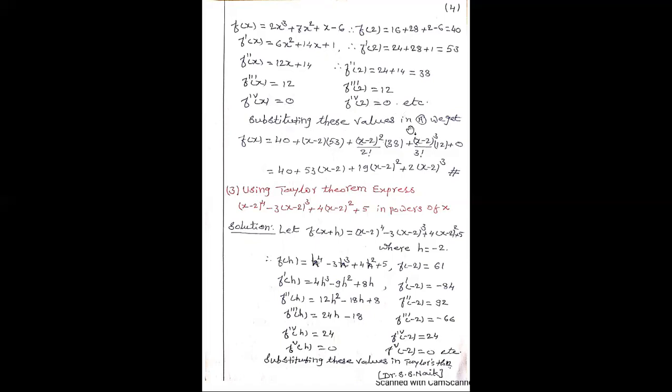Then substituting these values in equation number A, we get f of x is equal to f of 2, which is 40. That is the value we have put. Then plus x minus 2 f dash of 2, which is equal to 53, the second value we have put. Then x minus 2 square upon 2 factorial, then f double dash of 2, which is equal to 38. Then x minus 2 cube upon 3 factorial, and f triple dash of 2 is equal to 12. Then f fourth dash of 2 is equal to 0, so all other parts will be equal to 0.